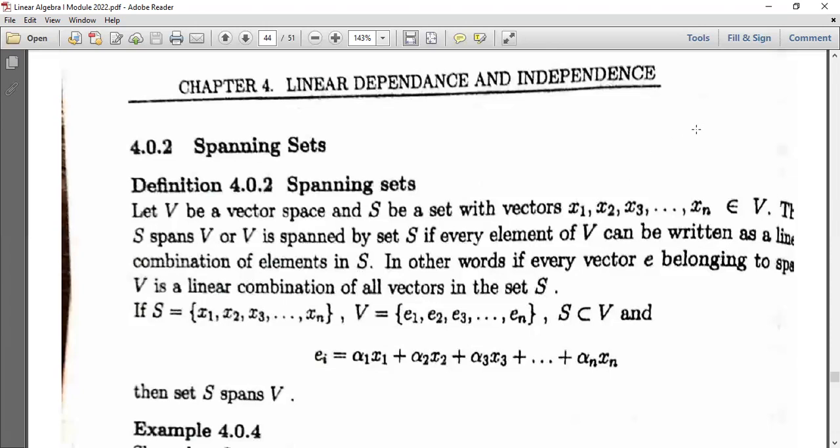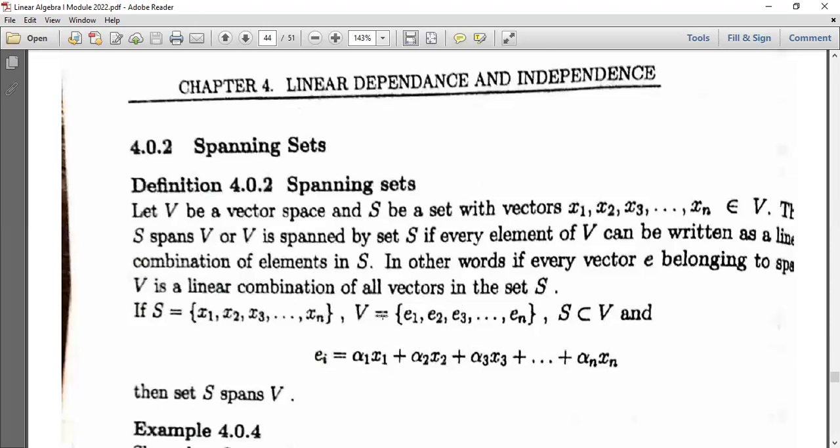You see, now we know what a linear combination is. Now we are saying if this set S with these vectors is such that every element of V can be written as this linear combination, then S is called a spanning set of V, or S spans V, or V is spanned by S. In other words, if every vector belonging to the vector space V is a linear combination of all vectors in S, this is the other way of defining a spanning set.